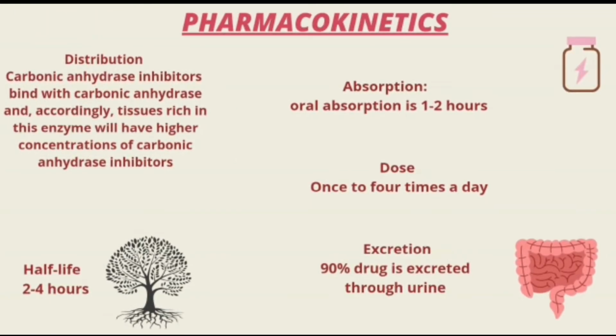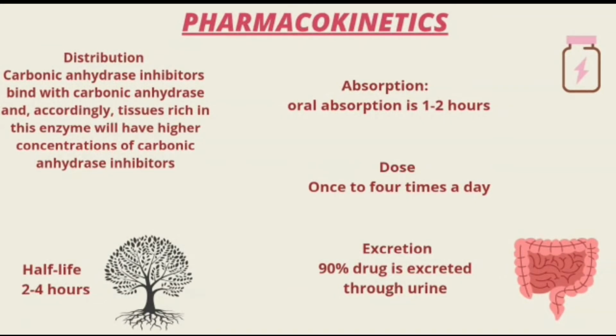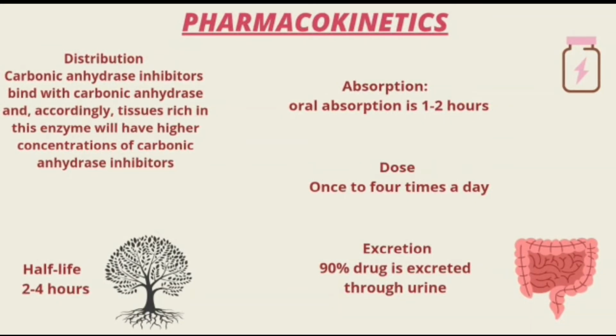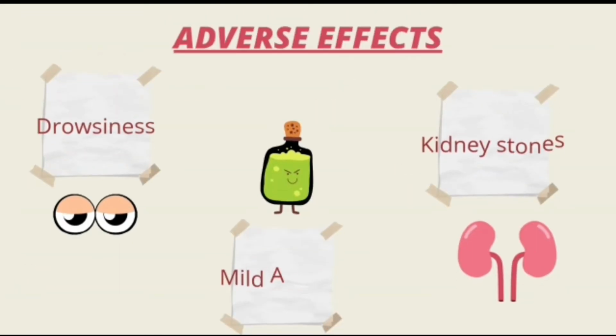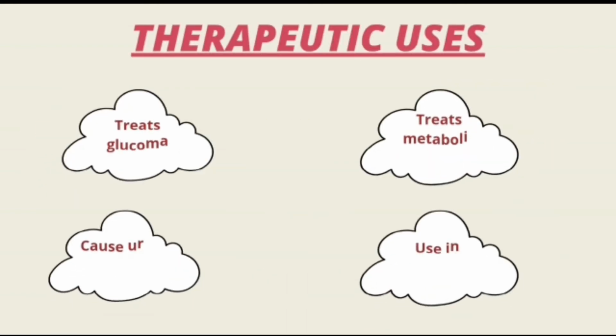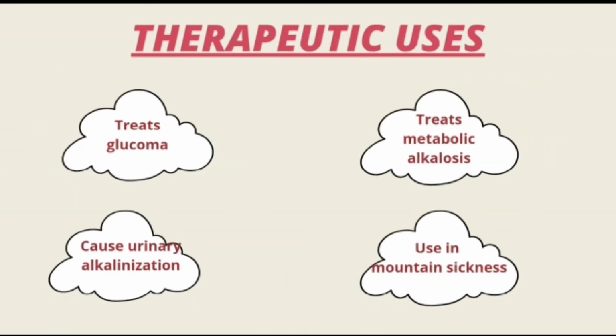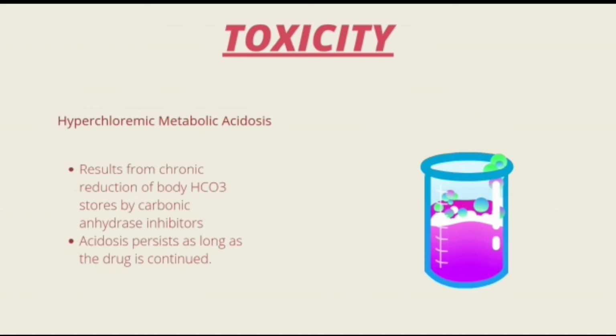It depends upon the concentration of carbonic anhydrase enzyme. The absorption of this drug takes place in 1 to 2 hours, given 1 to 4 times in a day, with a 90% drug excretion through the urine. The half-life of the drug is 2 to 4 hours. The adverse effects of this drug include drowsiness, mild acidosis, and kidney stones. Now, what are the therapeutic uses of this drug? It is used to treat glaucoma, cause urinary alkalinization, treat metabolic alkalosis, and used in the treatment of mountain sickness.